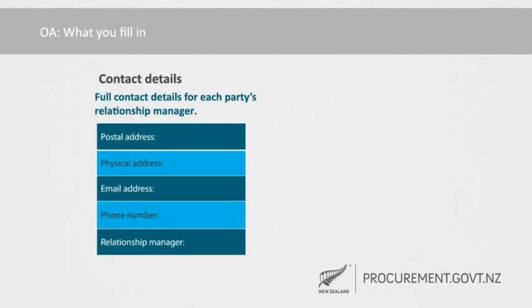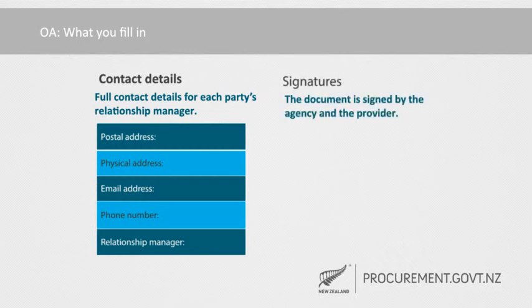The last part of the outcome agreement that you complete is the contact details for the relationship managers. All information, including postal address, physical address, and full contact details must be provided. And finally, the agreement is signed on the last page.